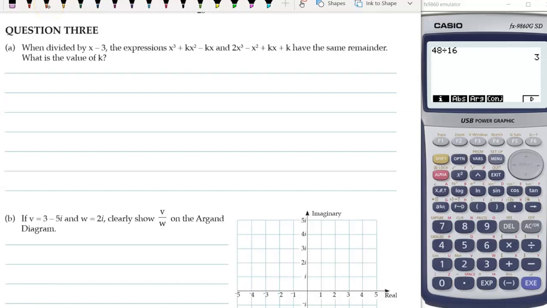For this question here, we have a nice little use of the factor and remainder theorem. So if these two have the same remainder when divided by x minus 3, it means we can put 3 in as the value of x, and it will come to the same answer. So if we do that for this one, it'll be equal to if we were to do it for this one.